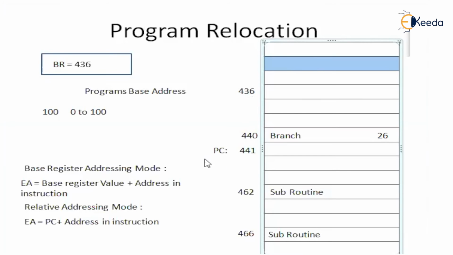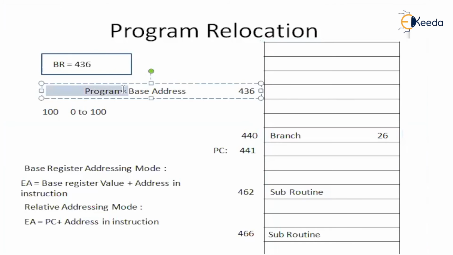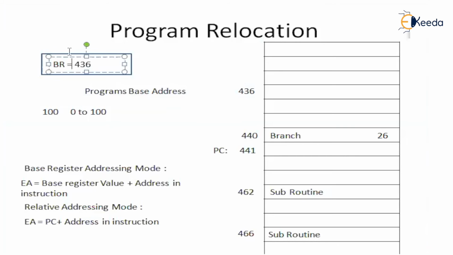So for that, the program base address will be stored in a register called the base register within the CPU. Now, in order to branch to a specific location within the program, I'm going to use the base register relatively for the address part of the instruction. If I add the address part of the instruction to the base register's contents, then I will be branching to the appropriate location.